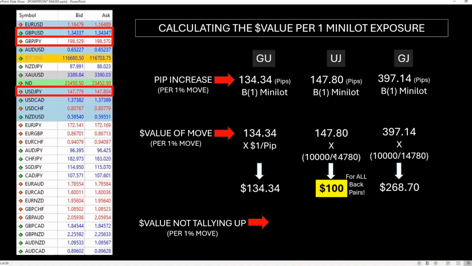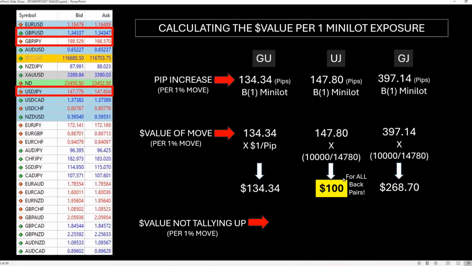And for every one mini lot, the base currency is worth 10,000 US dollars. So that's why we use 10,000. If it's a standard lot, this will be 100,000. If it's a micro lot, there'll be 1,000. It depends on what kind of lot sizes you're working with. Here, in this video, we are working with mini lots. So it's 10,000 divided by this amount, and you get 100.